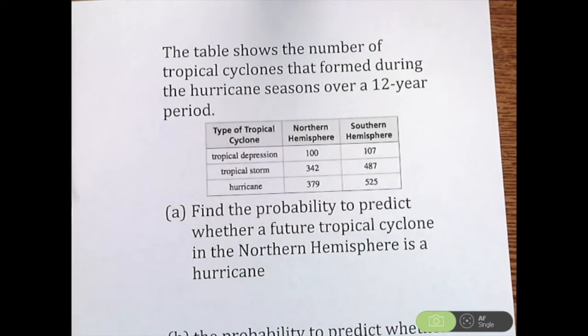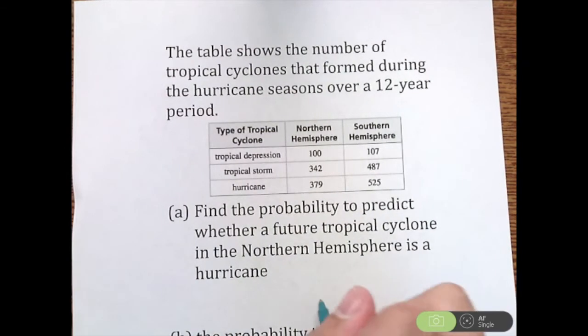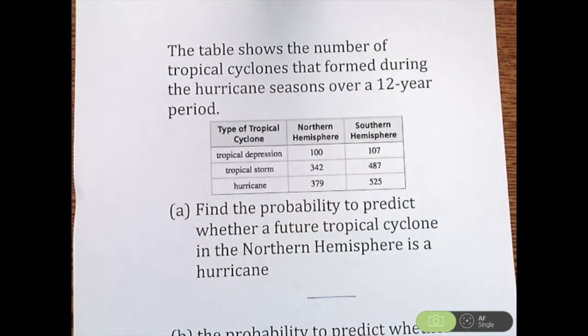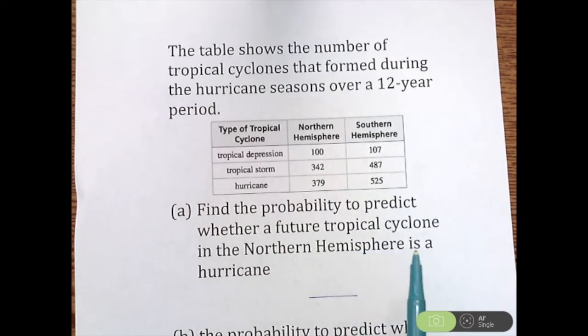So this is a little bit tough to read. On the previous problem, we knew we were dealing with our sample size. How many total are we dealing with? Well, we knew we were dealing with a deck. They gave us that, hey, you're dealing with a 52 card deck. Well, we have to figure out what they give us this time. So it says find the probability to predict whether a future tropical cyclone in the northern hemisphere is a hurricane.